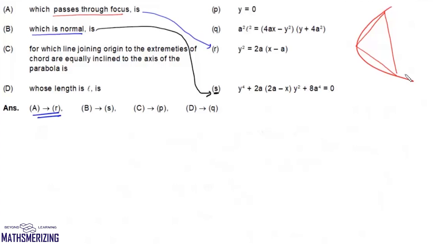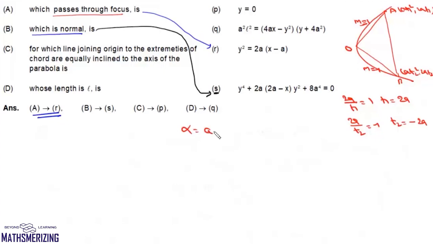So we know that if the lines are equally inclined to the coordinate axes, then its slope will be plus 1 and minus 1. For this chord, say AB, the points are (a t1 square, 2a t1) and (a t2 square, 2a t2). So if we find the slope, it will be 2a upon t1, which is 1. So we can write t1 as 2a, and in the same way 2a upon t2 is minus 1, so we write t2 as minus 2a. Now we need to find the locus of the midpoint.